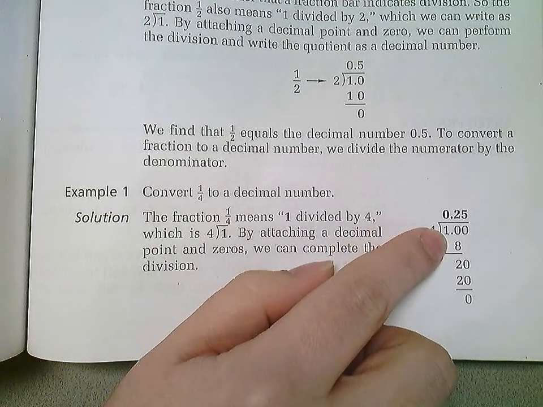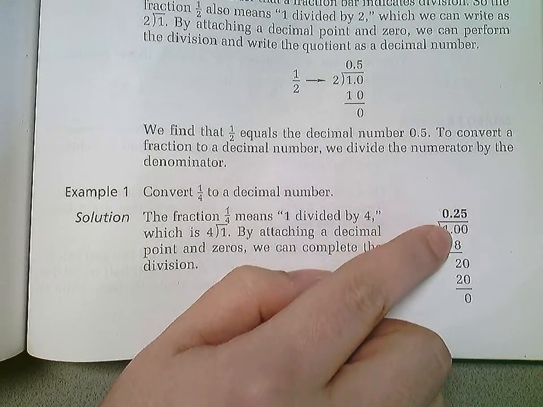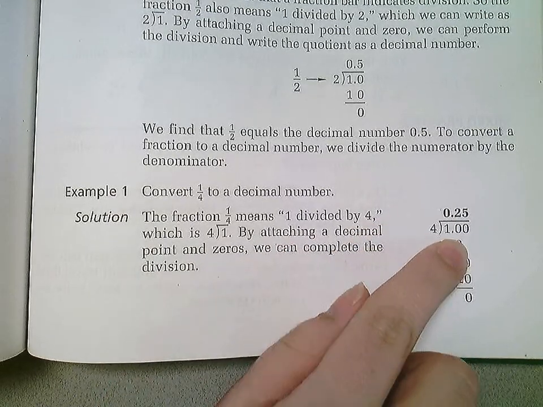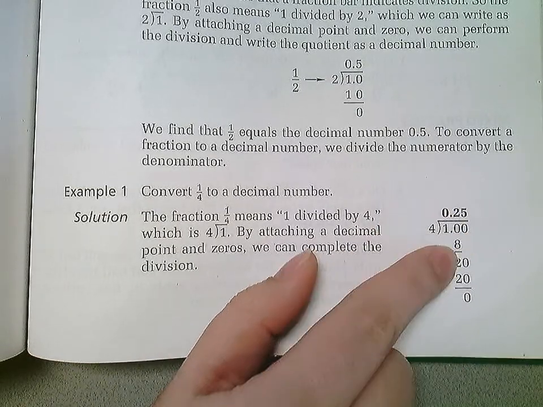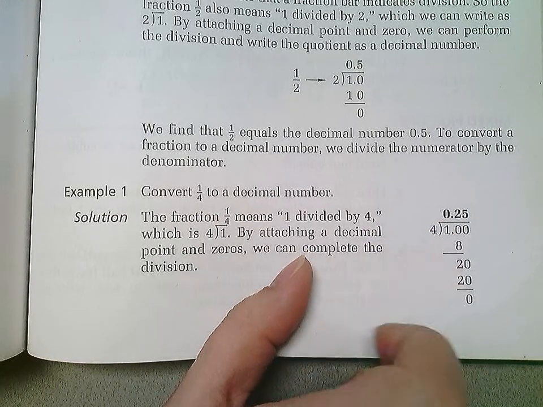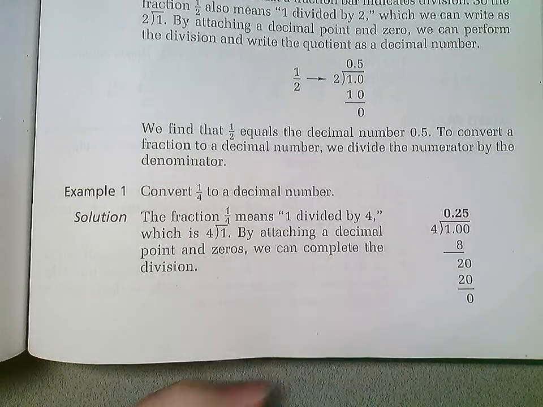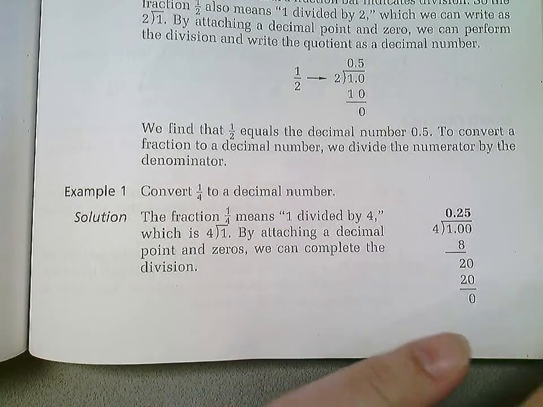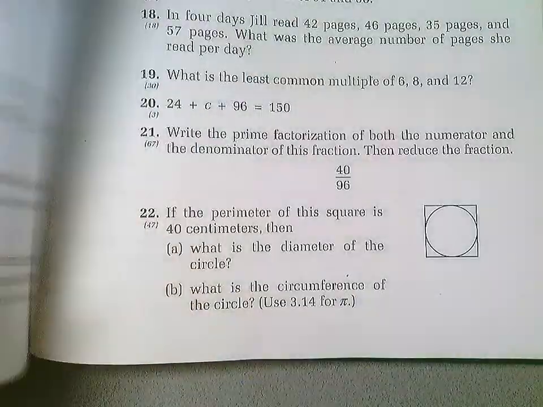4 cannot go into 1, so we put a 0. Here's the decimal point, so we line it up like that. Then we look at 10. 4 goes into 10 2 times. 4 times 2 is 8, with a 2 left over. We bring down that 0. Because 4 goes into 20 5 times, with no remainder. So 1/4 is equivalent to 25 hundredths.